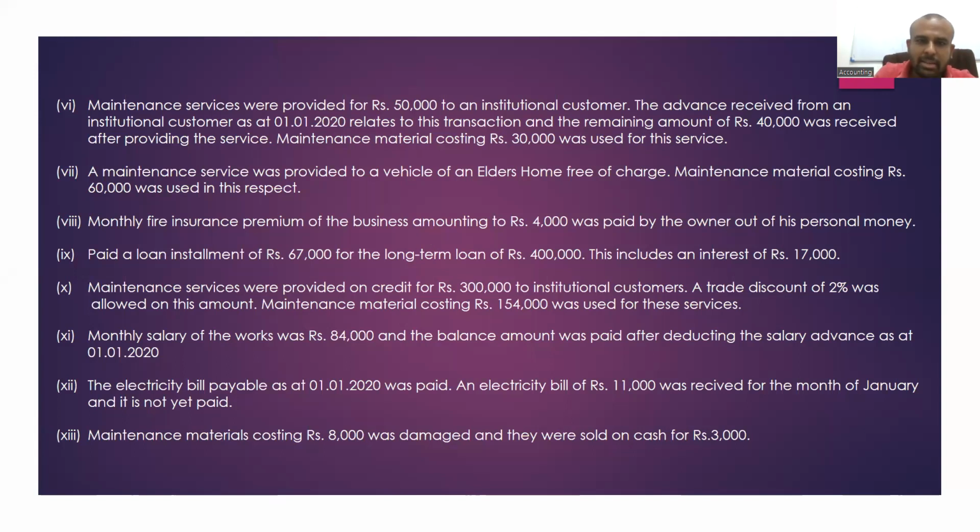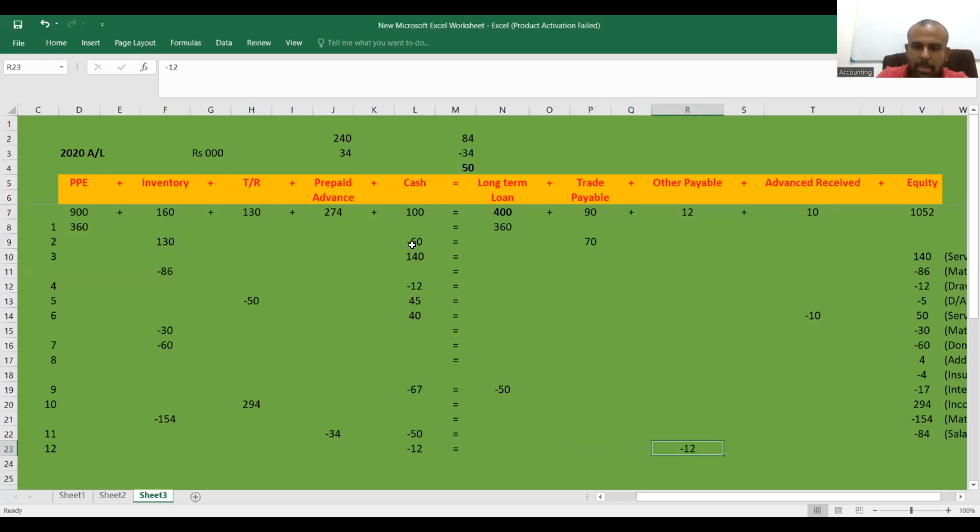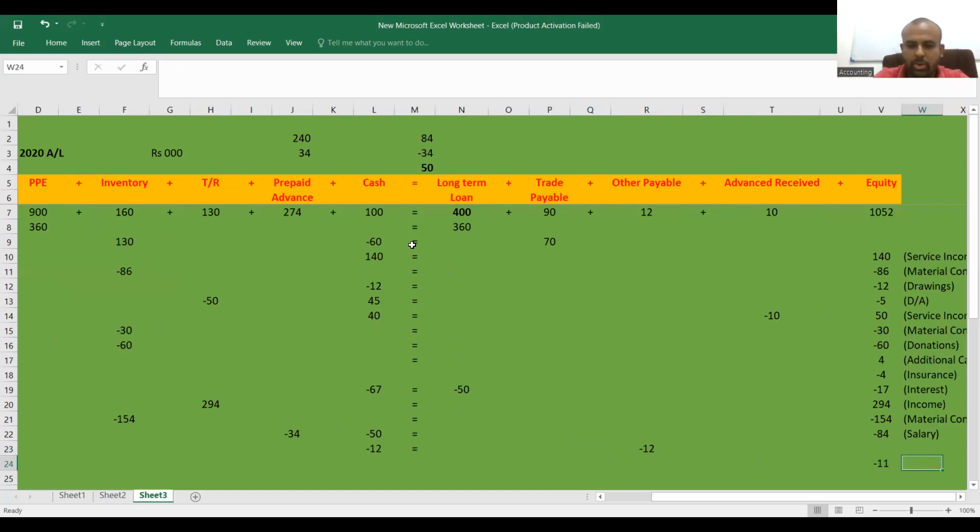So this month's electricity bill is rupees 11,000, right? Electricity bill 11,000. Then your equity balance reduced by 11,000. How do you call it? Electricity bill, right? You recognize that as an expense. Then you recognize a payable of 11,000. You recognize expense of 11,000.